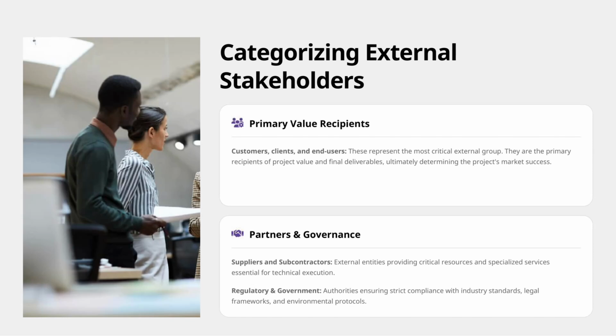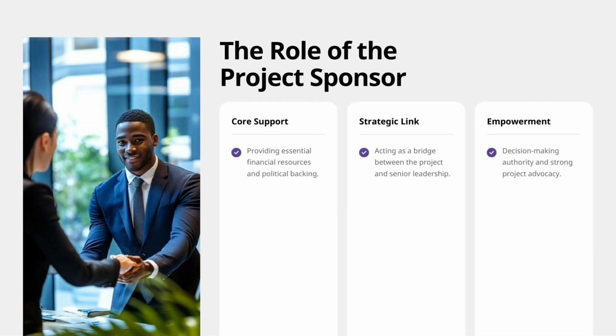The project sponsor plays a critical role by providing funding, political backing, and a connection to senior leadership. This slide emphasizes the sponsor as both an enabler and a strategic bridge, empowered to make decisions and advocate for the project, which makes their alignment and active involvement a priority for project success.